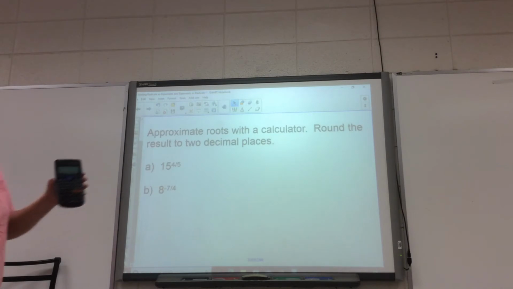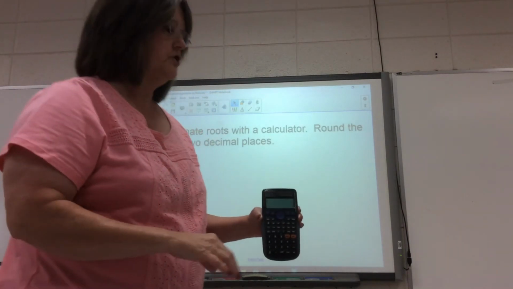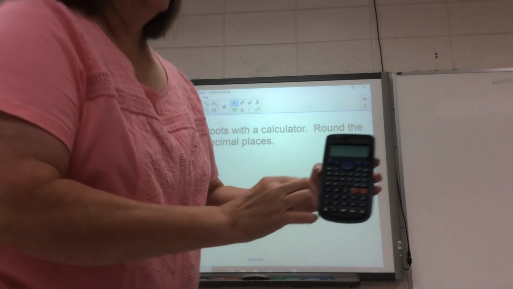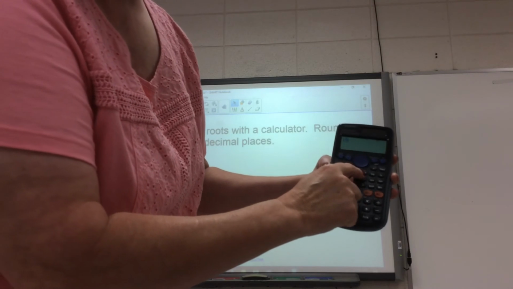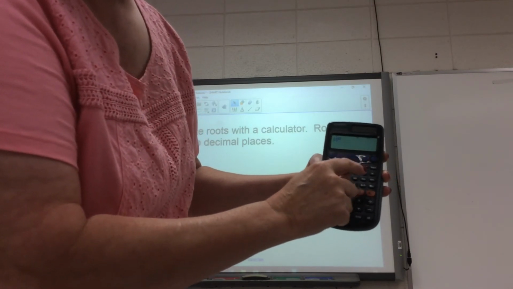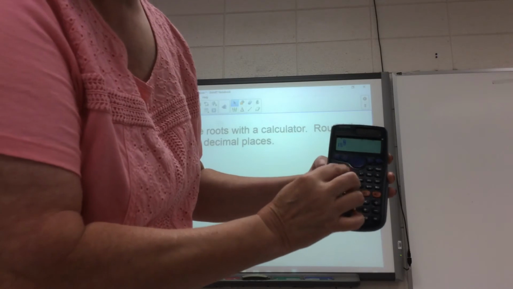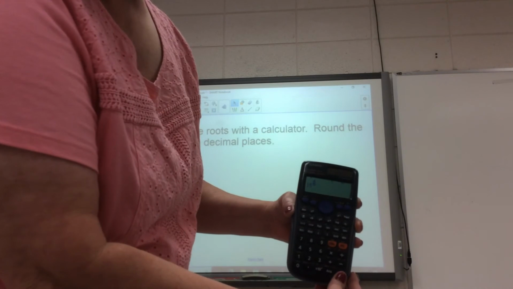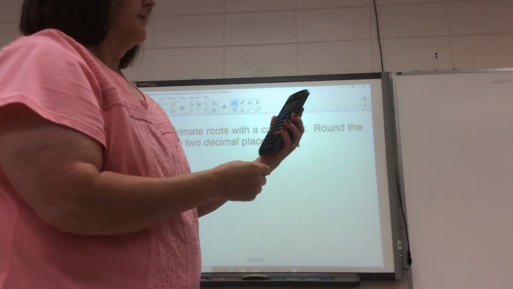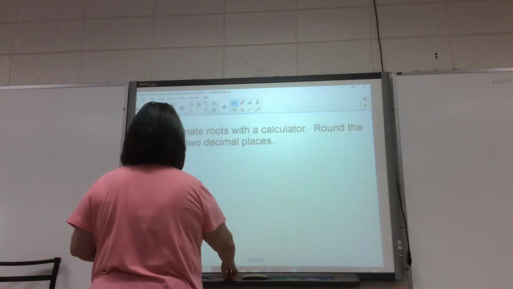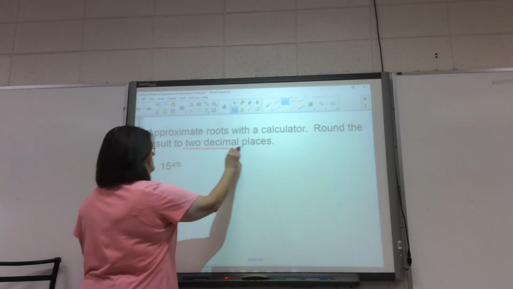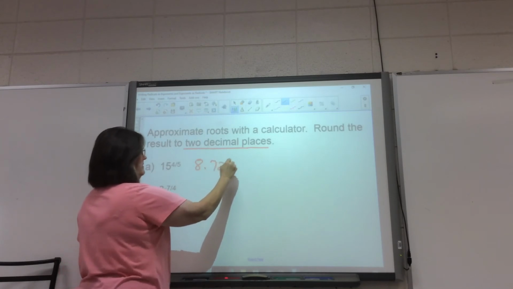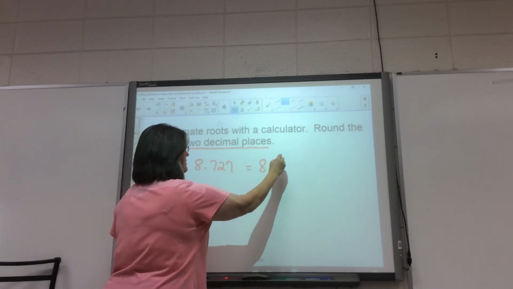You want to take your calculator, and I'm going to get closer. I hope this is showing up good. You're going to put 15 to the 4/5 power. So 15, you're going to hit your power button, which is right here, and then the fraction button right there. You're going to put 4 over 5 and hit equals. And that gives me 8.727. So if I round it to 2 decimal places, 8.727 is equal to 8.73.